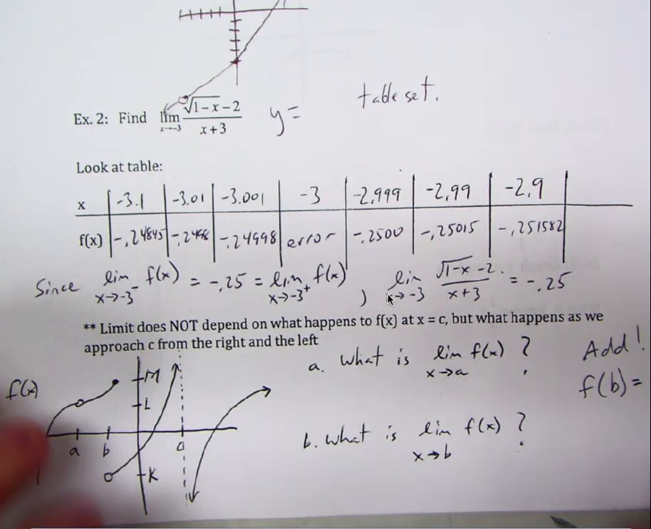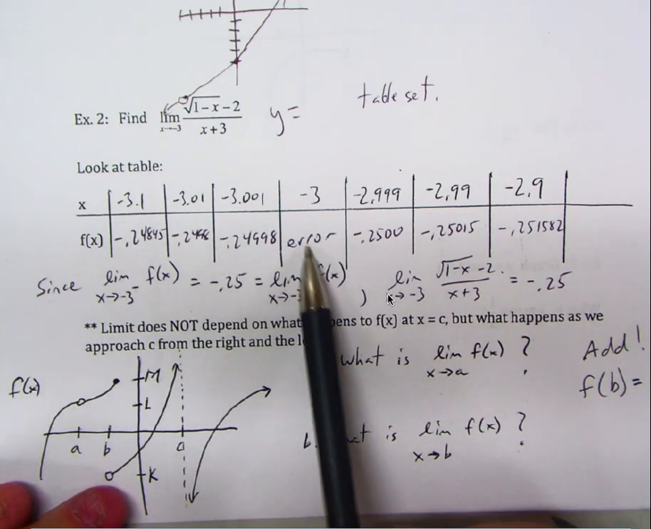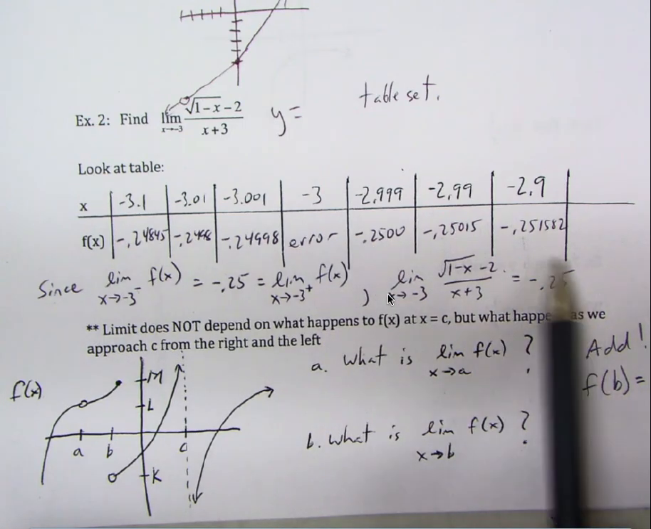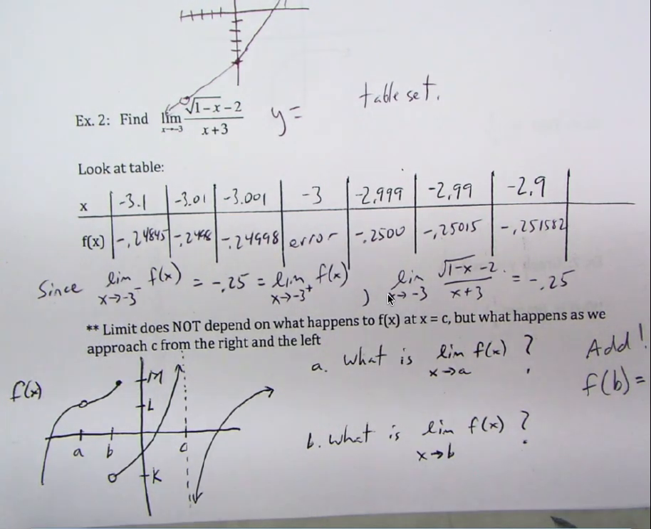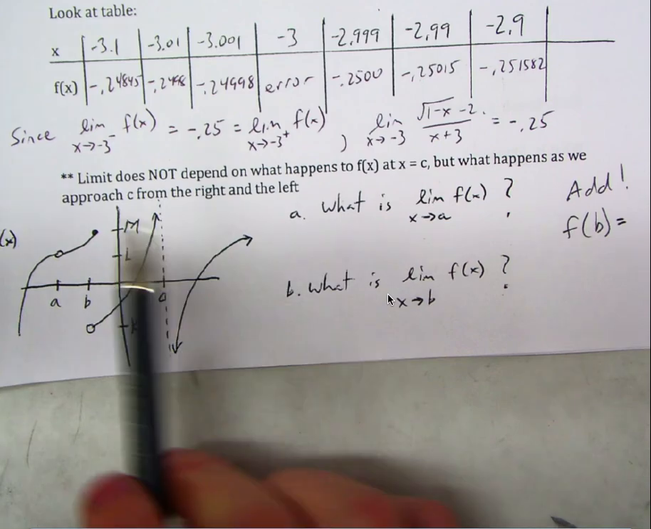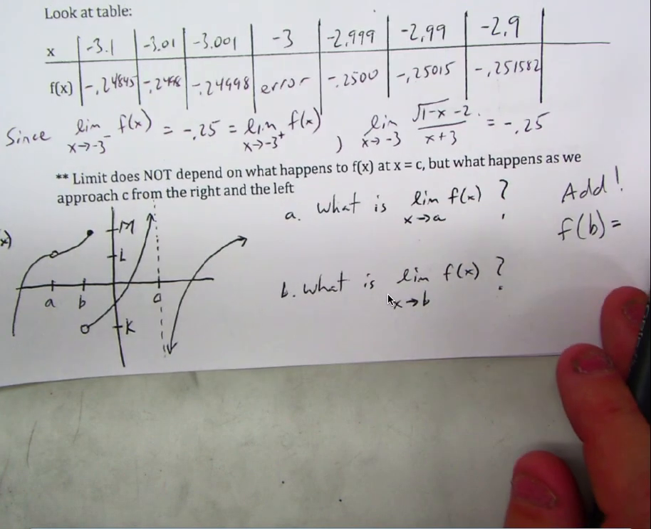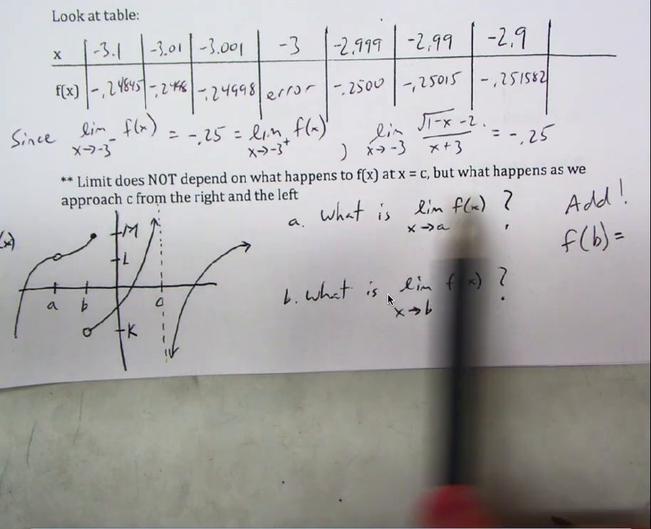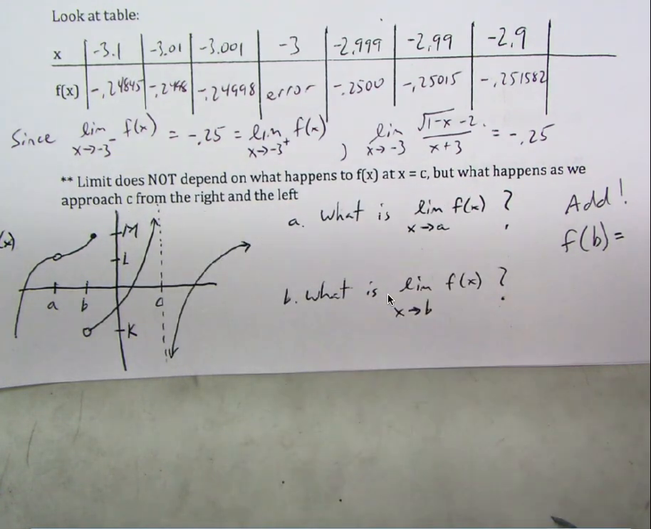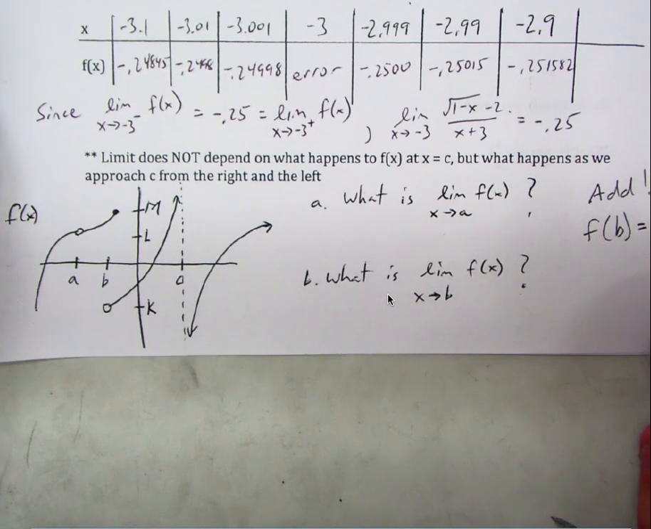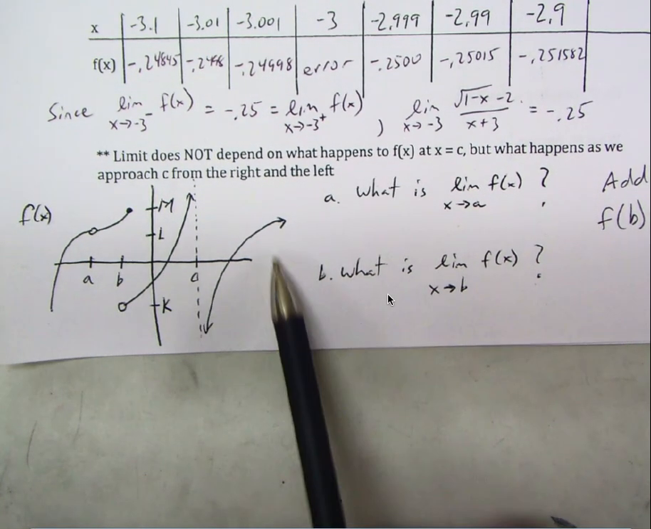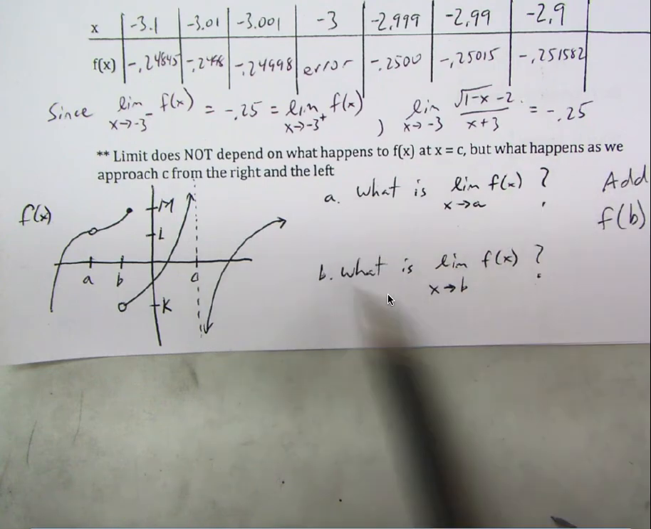Even though the function itself doesn't equal anything at negative 3, the limit, the y value, as we approach negative 3 from both sides is tending towards negative 0.25. All right. So again, the limit does not depend on what happens to the function at x equals c, c being our target x value, but what happens as we approach c from the right and the left. So I have a messy looking function over here. I've called it f of x, and I don't know what this equation would be. But that's irrelevant. We're just going to use the vocabulary to answer these questions over here.